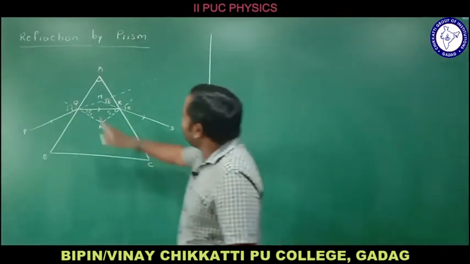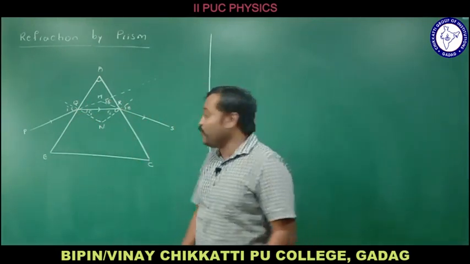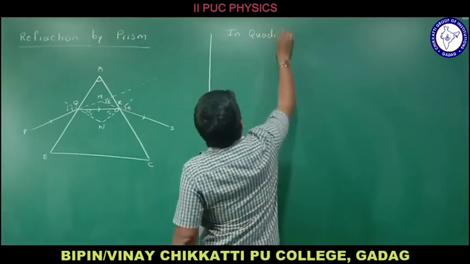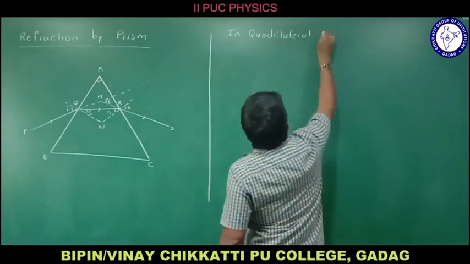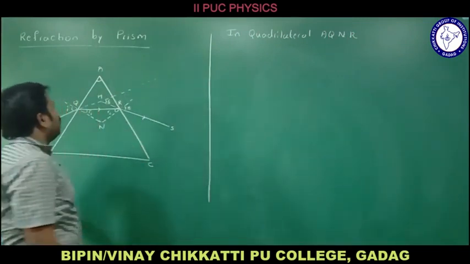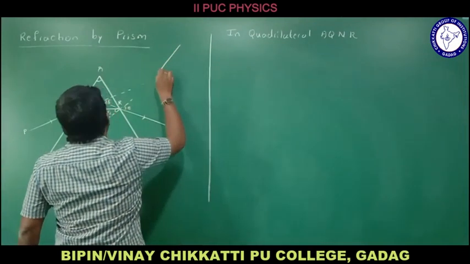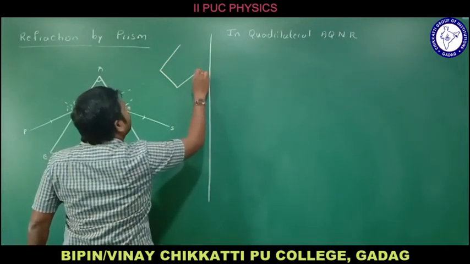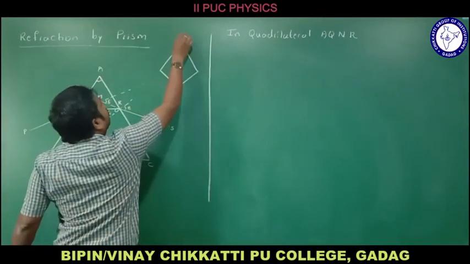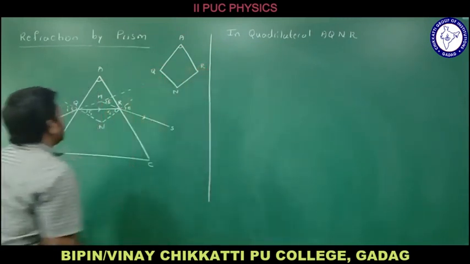In quadrilateral AQNR, just observe the quadrilateral AQNR. If you observe the quadrilateral AQNR, it looks like this. This is angle A, this is Q, and this is N, and this is R.